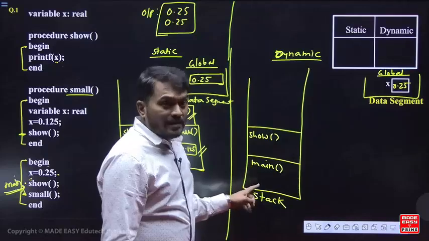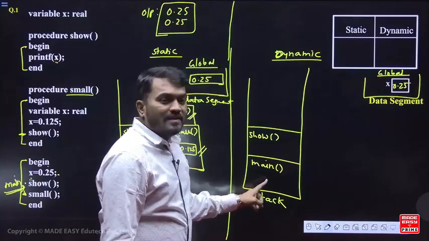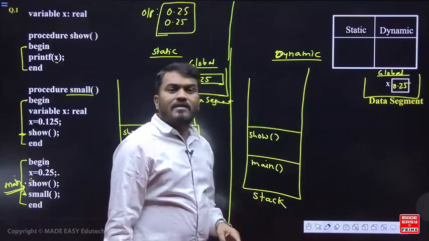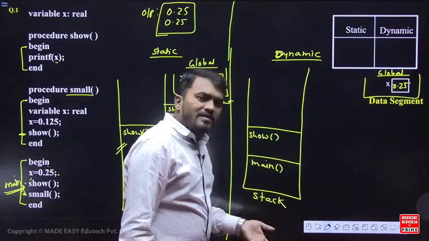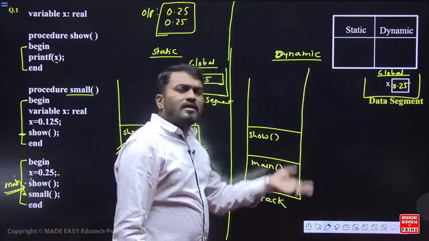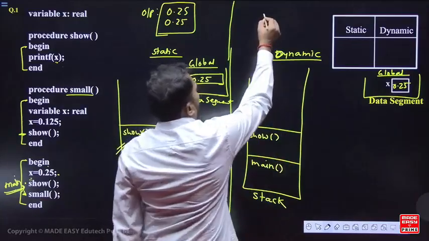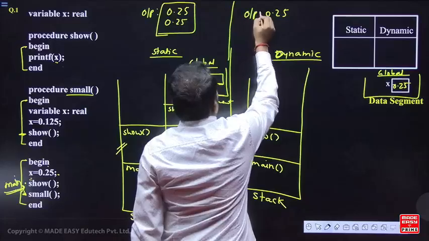In the main, variable x is not available. There is no box for it, the memory is not available for anyone. So again, from where do you take it? The previous calling function. Main does not have any previous calling function, so from where do you take it? Global only. What is the value in global? 0.25. So next, 0.25 will be printed. So this is the output.